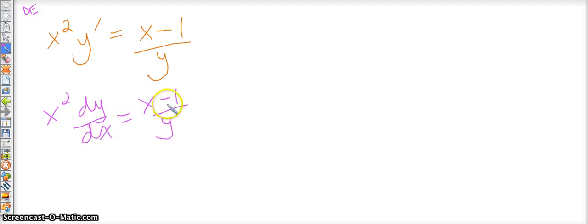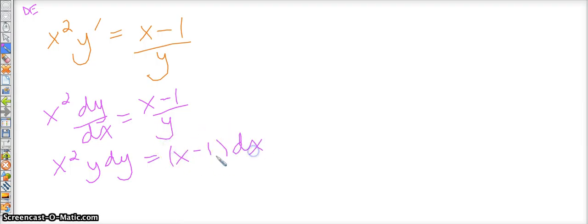So now if you look at this, I got a y downstairs, so I can multiply both sides by y and multiply both sides by dx. And if I do that, I get x squared y dy equals x minus 1 dx. Now if you're looking at this, you better say to yourself, I'm not done yet, because there's an x squared hanging out with the y's over here. He's not allowed in this party. You have to leave.